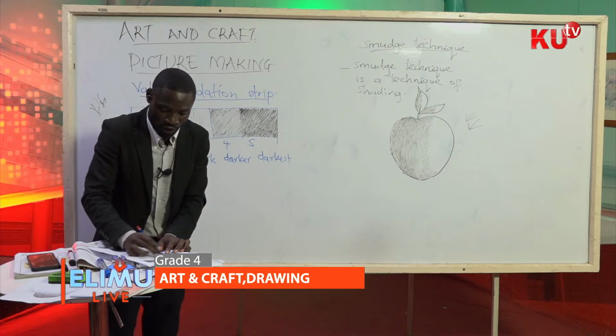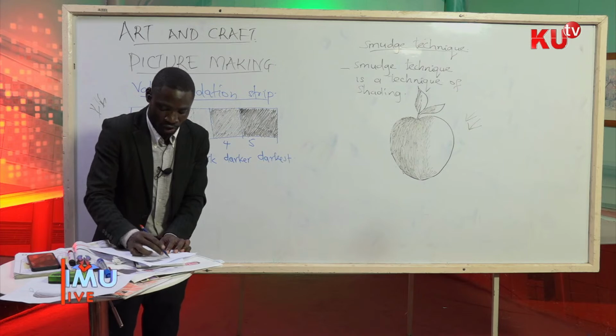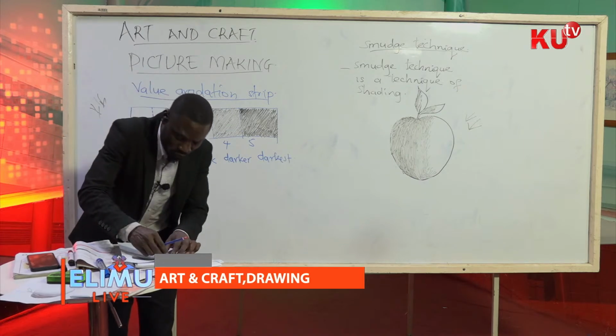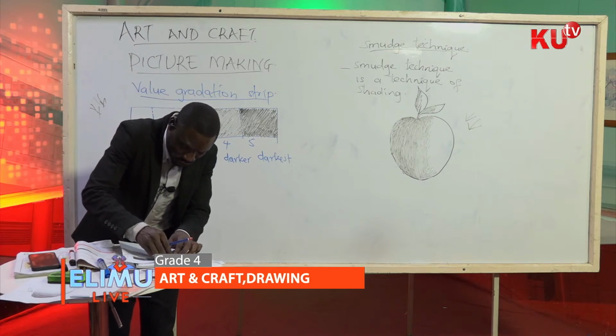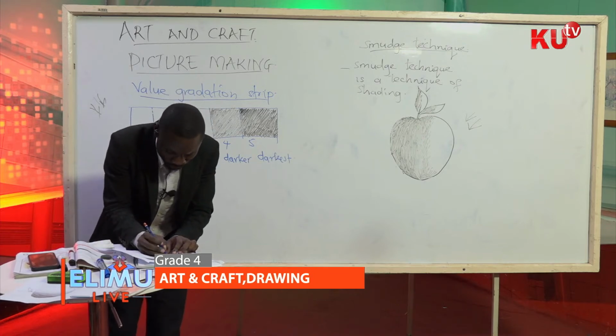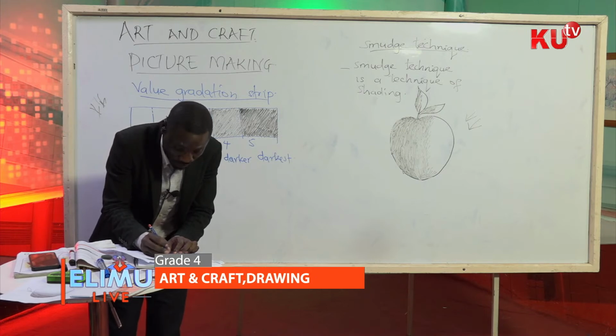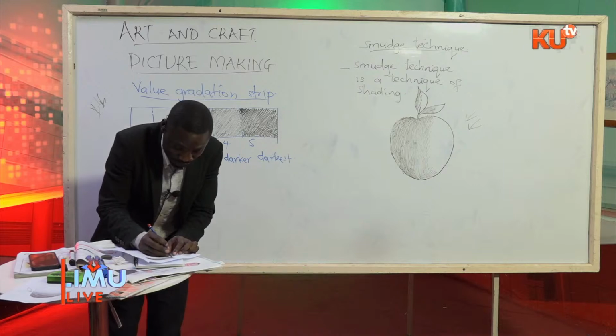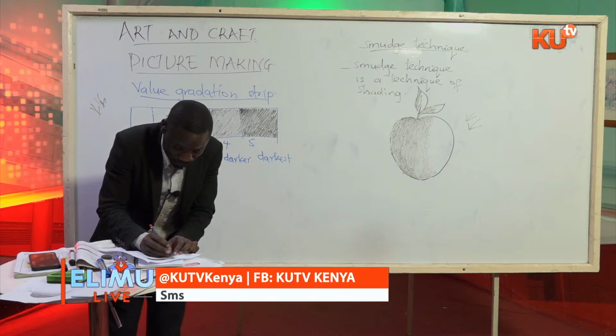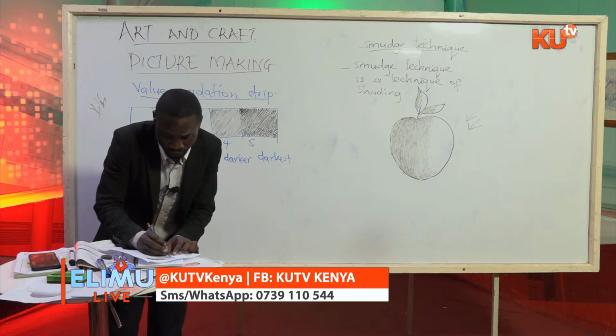We are shading together. And because I have moved a bit, I have shaded the other box. I have to rub. Like I said, no one is perfect. That's why we are having a rubber with us.